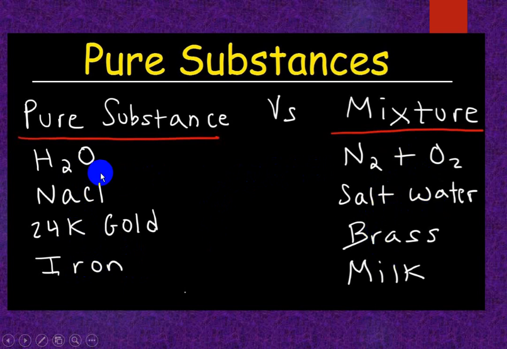So pure substance means it is water, sodium chloride. These are pure substances. A mixture is more than one substance combined together, but they are not chemically bonded together. Look, a pure substance contains only one type of substance. A mixture contains two or more types of substance.